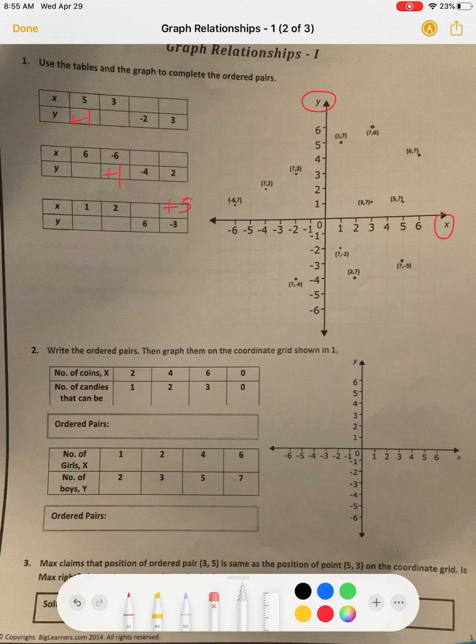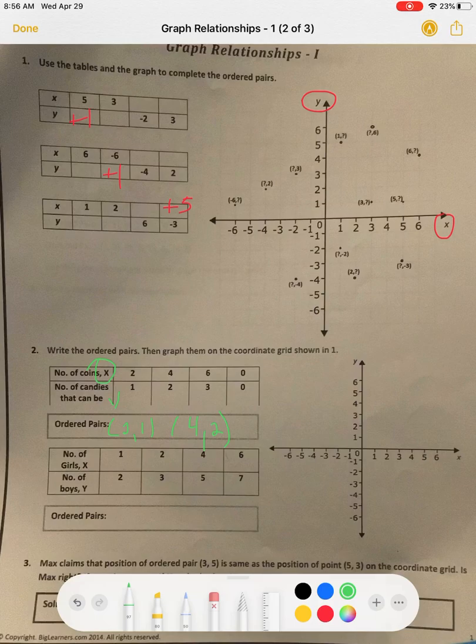Let's look at number 2. Write the ordered pairs, then graph them on the coordinate grid shown in 1. We know how to write ordered pairs, correct? Number of coins, x, is here. Number of candies, and I'm assuming that's y, goes here. So this particular ordered pair would be open parentheses 2, comma 1. x is always first, that's why I put the 2 first. The next ordered pair would be open parentheses 4, comma 2. And then you keep going and so on and so forth.